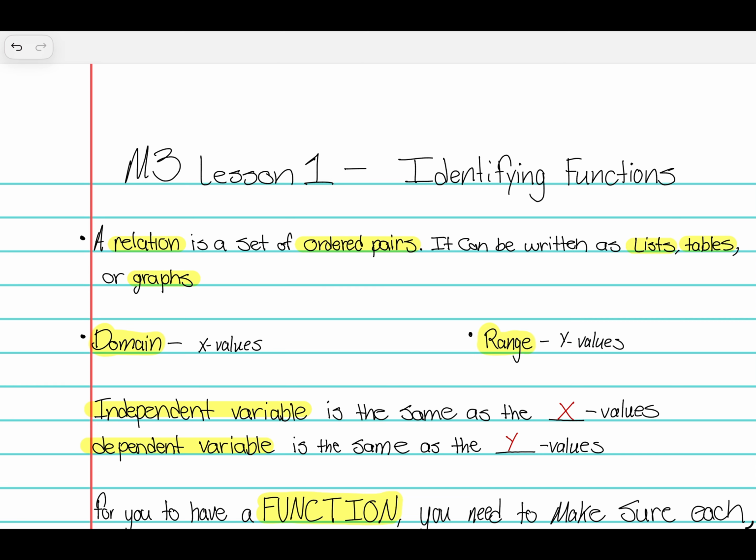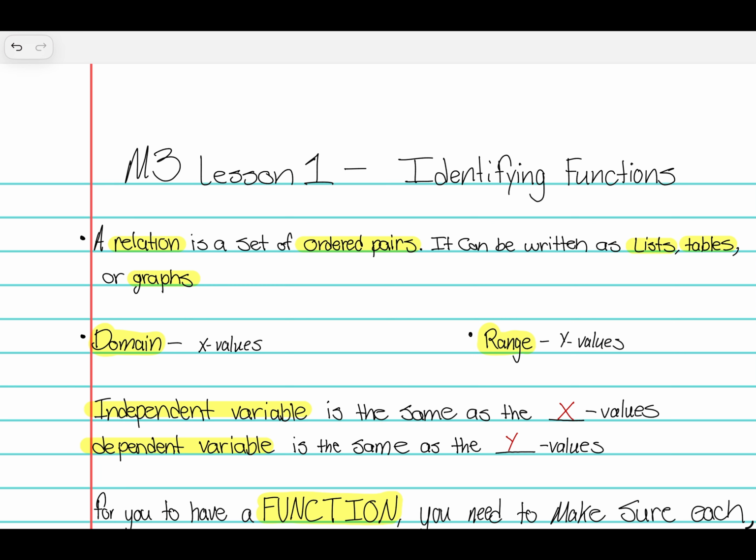A relation is a set of ordered pairs, and you know that every ordered pair has an x value and a y value. Now, these ordered pairs can be written in a list, as a table, or a graph. Okay, so they can give it to us in these three ways: a list, a table, or a graph. Now, in every ordered pair, we have what we call domains. Domains are the x values, the range is the y values. All right, say it again. The domains are the x values, the range is the y values.